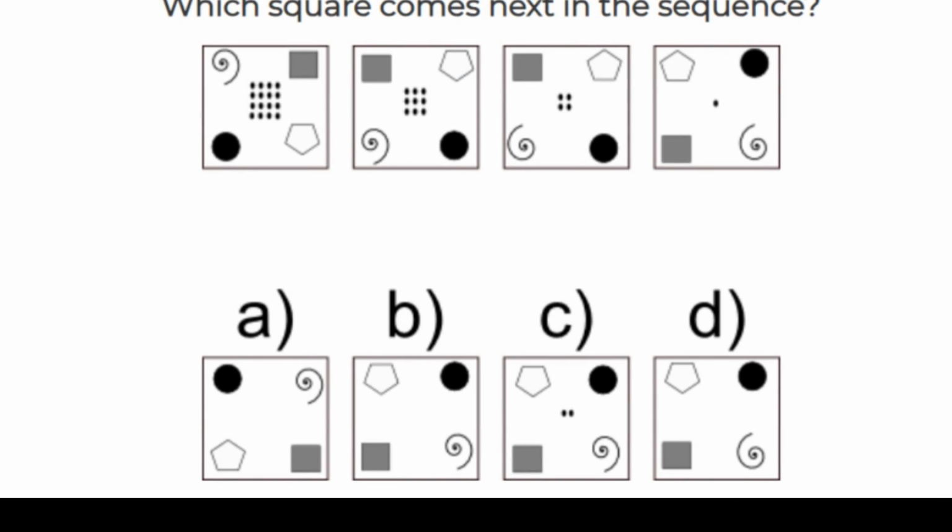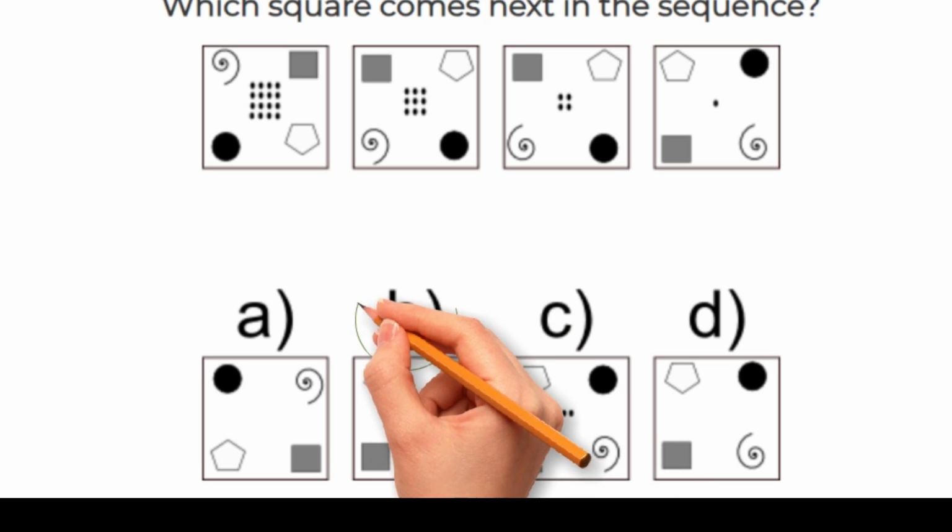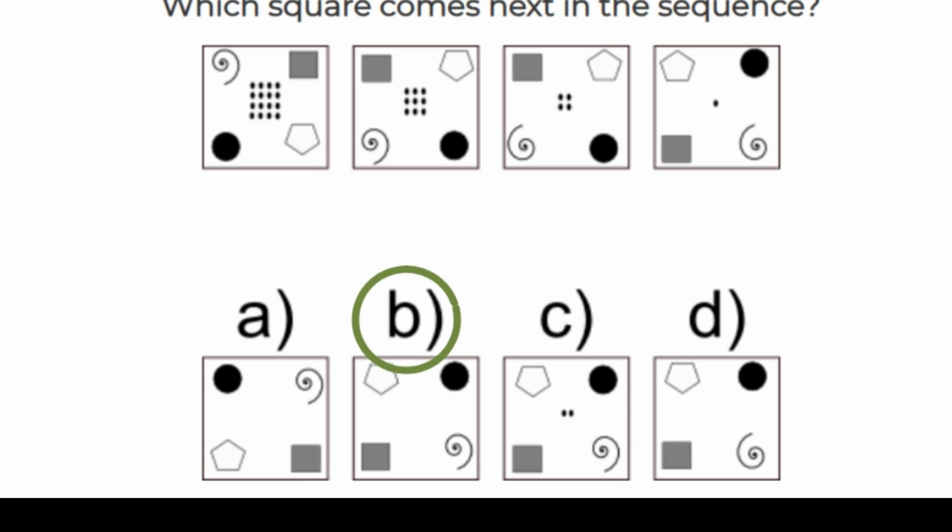Three. Which square comes next in the sequence? The answer is B. The 4 shapes alternate between each moving 90 degrees anti-clockwise around the square and then rotating 180 degrees. The number of the dots in the middle decreases by 1 square each time.